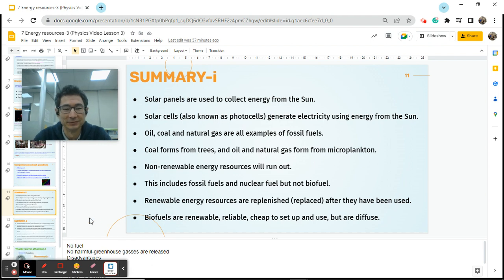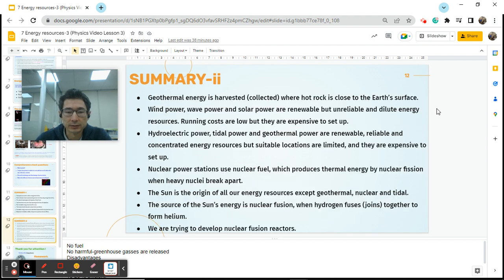So I checked the meaning. Diffuse, or dilute, means they are not very reliable. When you want them, they're not always there. Efficiency is very low. The meaning of dilute or diffuse is that they are not available constantly, and their efficiency is very low. So these are the meanings of dilute and diffuse. Okay, I think that is summary two.